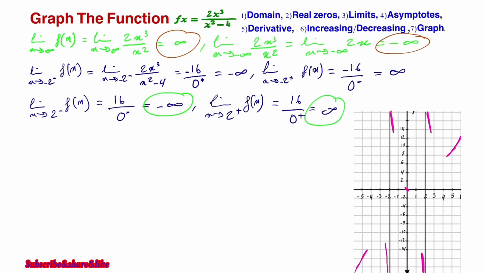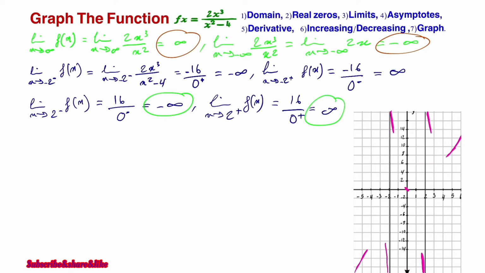Now we're going to find the asymptotes. We already have the 2 vertical asymptotes, and we have an observation: when the limit of f of x as x goes to infinity and minus infinity gives us infinity or minus infinity, it is possible that we have an oblique asymptote. What does oblique asymptote mean? An asymptote is something like this or like this. It's not vertical and not horizontal.